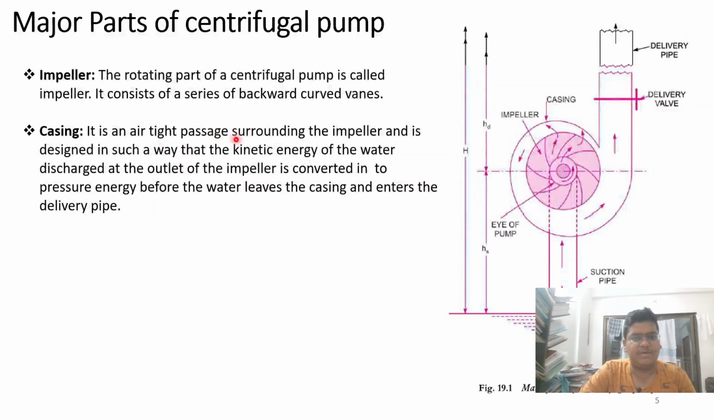Casing is an airtight passage surrounding the impeller and is designed in such a way that the kinetic energy of the water discharged at the outlet of the impeller is converted into pressure energy before the water leaves the casing and enters the delivery pipe. I have told you initially that the casing is also shaped intentionally. Why it is so, you can make out here. It is an airtight passage. The outside air is not allowed to come inside this system.